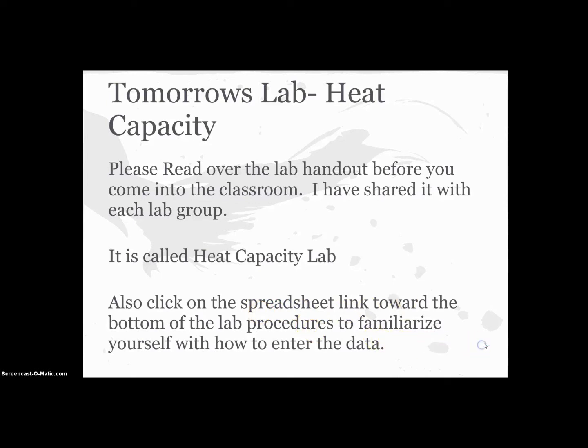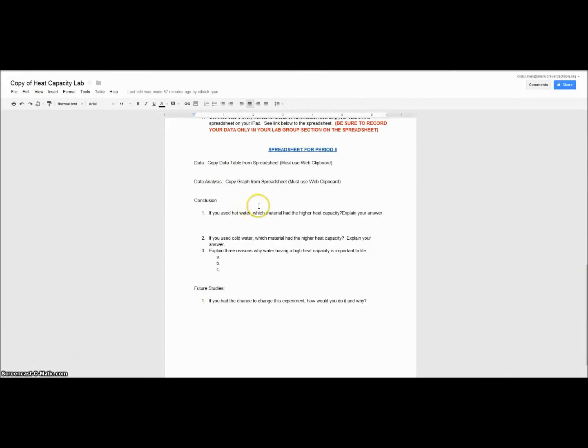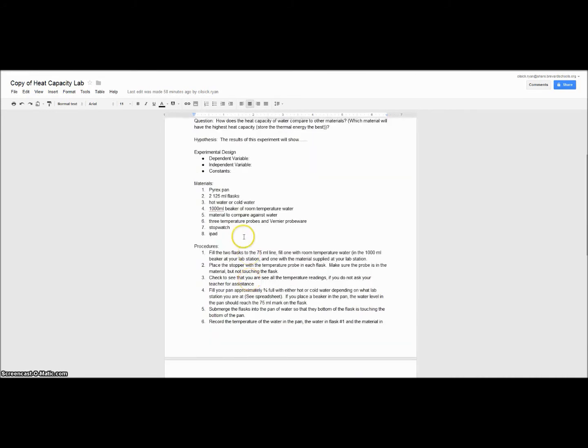I'm going to show you real quick. First of all, let's look at the lab itself. You notice up here, Heat Capacity Lab, we have a question: how does the heat capacity of water compare to other materials? Which materials will have the highest heat capacity? You've got to create your own hypothesis. The results of this experiment will show, and you can do that in class. You'll need to know your variables, what constants. I have a list of materials that will already be at your lab station and a series of procedures.